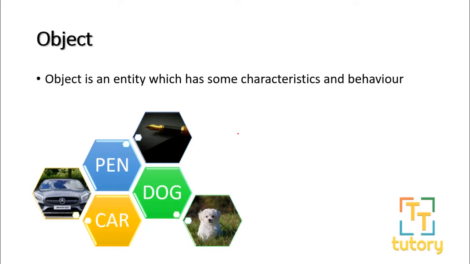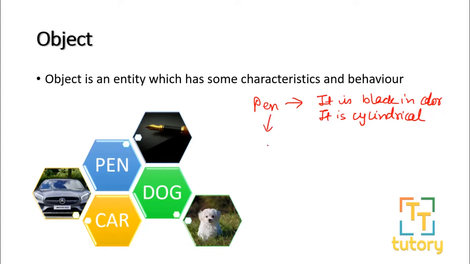For example, here a pen can be considered as an object, a car can be considered as an object, a dog can be considered as an object. They all have some characteristics and some behavior. If we take the example of a pen, the characteristics of the pen can be that it is black in color, it is cylindrical, and for behavior we can say that it writes. Everything which is an object will have some characteristics and behavior, and we will be able to distinguish that object from any other object.